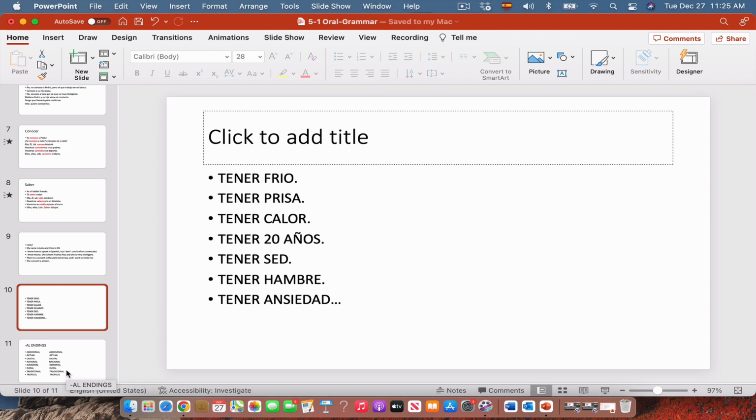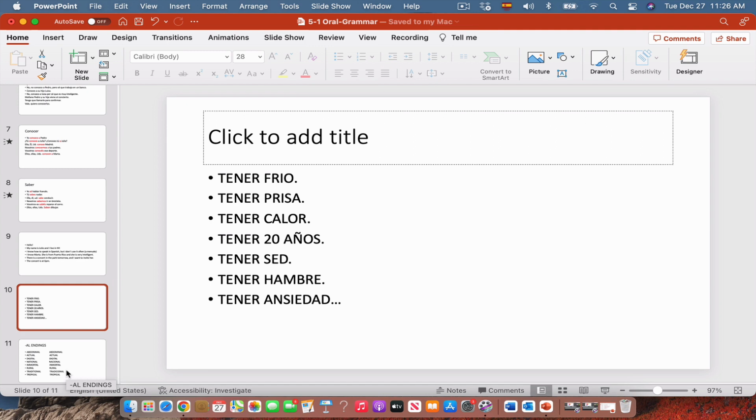Tener prisa is to be in a hurry, or to be in a rush. Yo tengo prisa, I am in a rush. Ella tiene prisa, she's in a rush. Nosotros tenemos prisa, we're in a rush. Tener calor is to be hot. So I am hot, it's too hot. Tú tienes calor, you're hot. Ella tiene calor, she's hot, and so on.